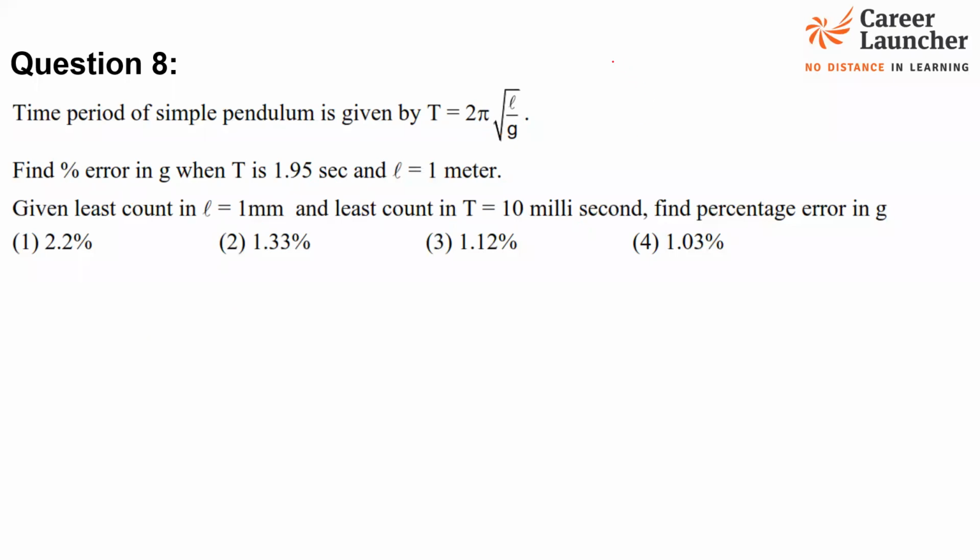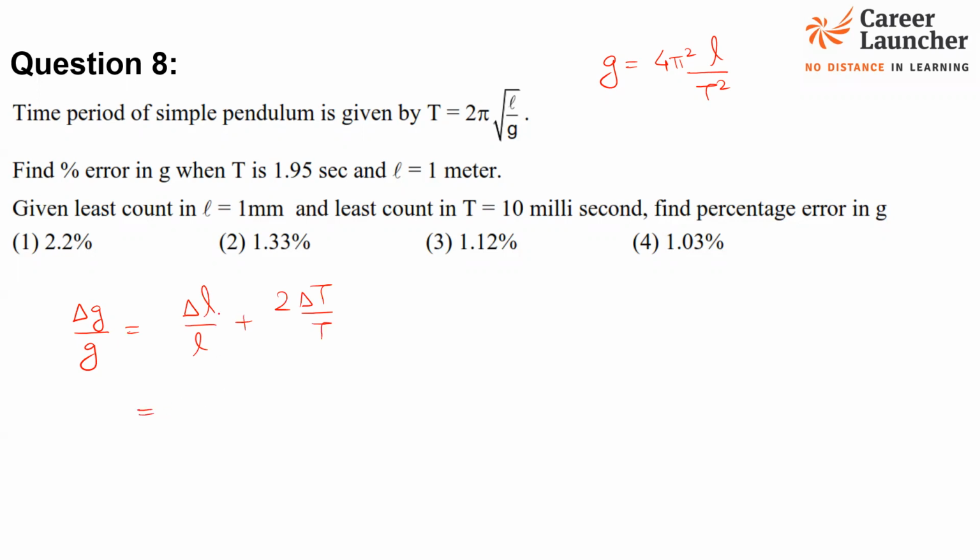First step should be to write G in terms of these. So this will become 4 pi square L upon T square. So from there I can write delta G by G will be equal to delta L by L plus 2 times delta T by T. Right?